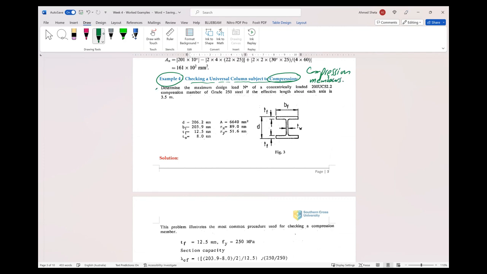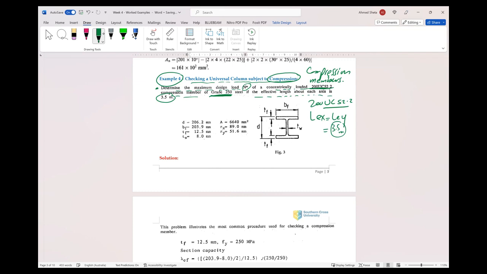We need to determine the maximum design load of a concentrically loaded 200 UC 52.2 compression member of grade 250 if the effective length about each axis is 3.5 meters. So LEX equals LEY equals 3.5 meters.